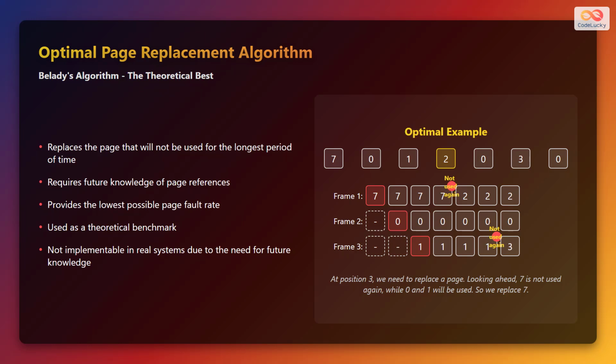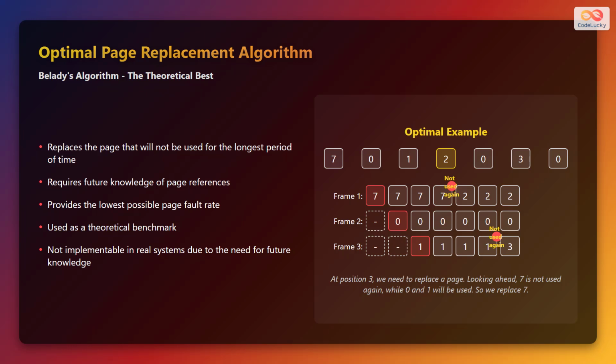Now we need to replace a page. When looking ahead, 7 is not used again, while 0 and 1 will be used. So we replace 7 with 2. The next reference is page 0, which is already present. So there is no page fault. The next reference is page 3, which results in a page fault. Between 0, 1, and 2, page 1 is not used. So page 1 gets replaced with 3.